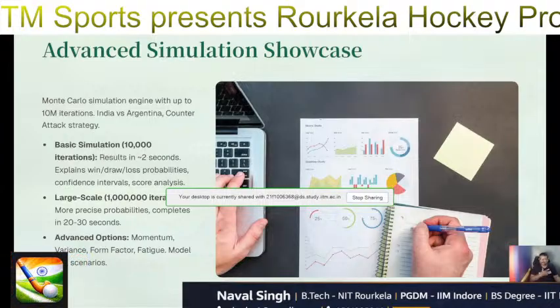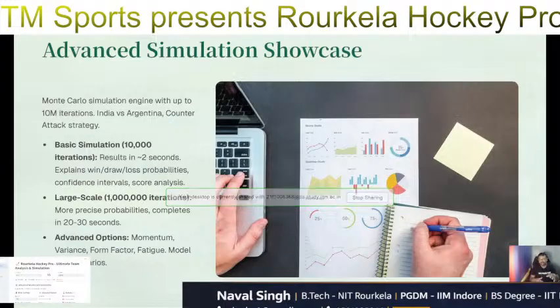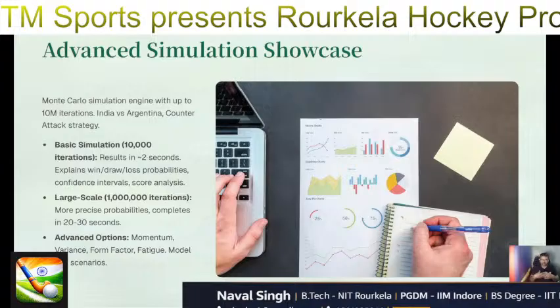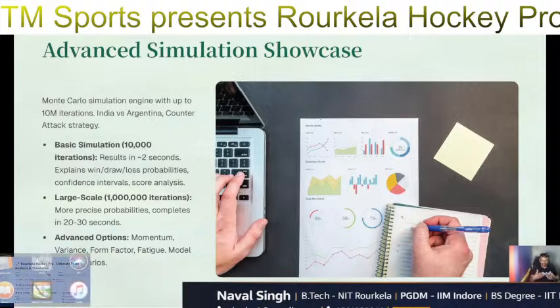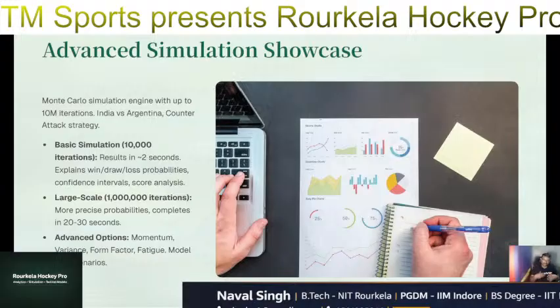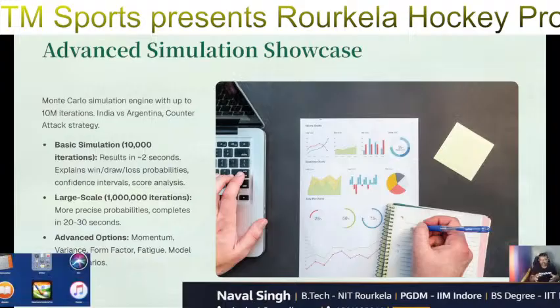Finally, we have the advanced simulation showcase. It uses a Monte Carlo simulation engine with up to 10 million iterations for each team configuration selected, and then there are some randomness parameters that can also be added to ensure that the system configures and runs those simulations. Results come up in around 2 seconds, and for 10 million iterations it may take 5 to 10 seconds.